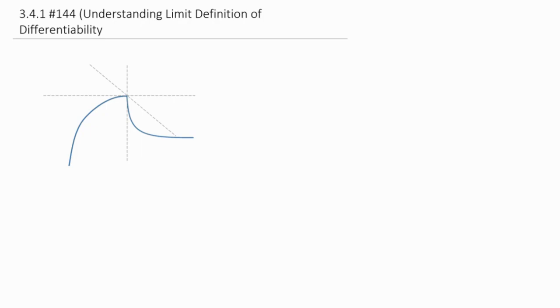So for this problem, we had three people arguing about what the derivative was at this point here. We had one person who felt that this was a horizontal line, so the slope would be 0. We had one person who felt that the line was vertical, and so the slope would be undefined. And then we had one person who felt that the slope was somewhere in between, so -1.